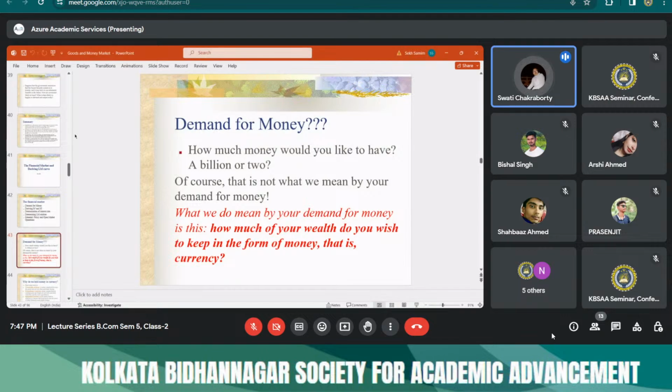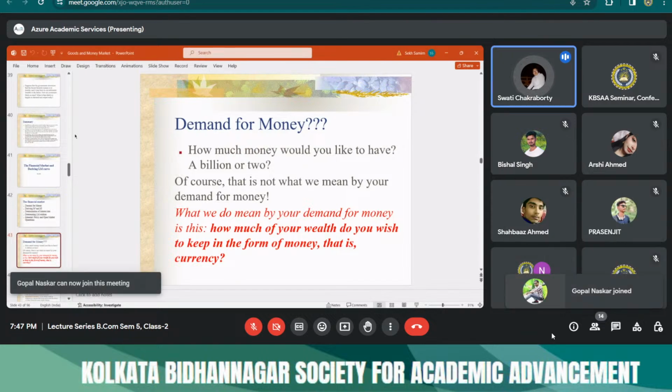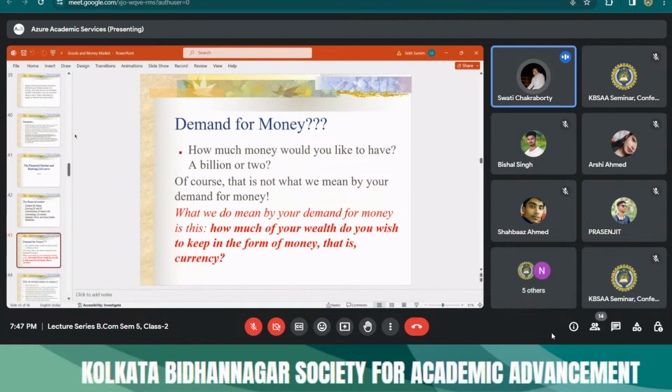How much money would you want to have? When we say demand for money, how much money do we need? A huge amount, like an infinite amount? No, right? So how much do we want to keep in the form of money, that is, in the form of currency? That is determined by certain factors. So what is the motive for holding money in currency? Why do we want to hold money in currency? Can we have the next slide, please?